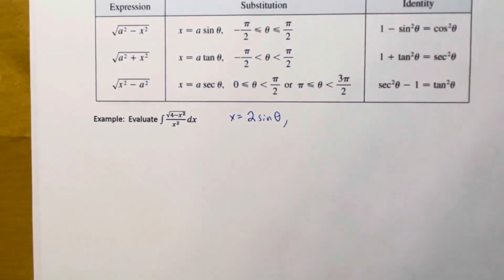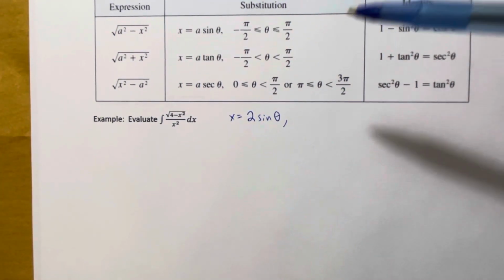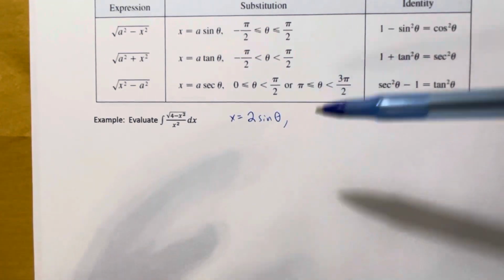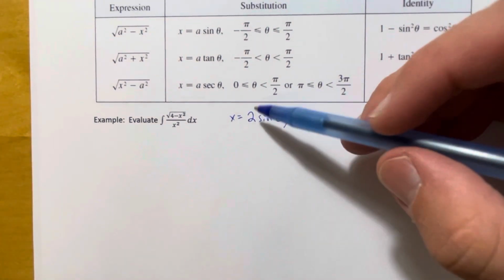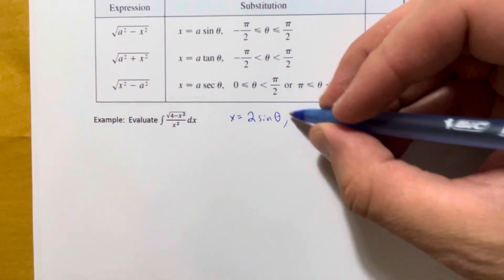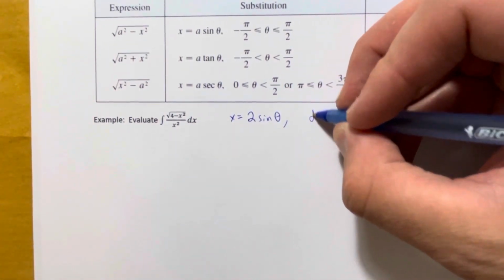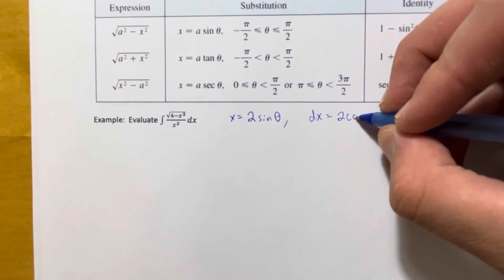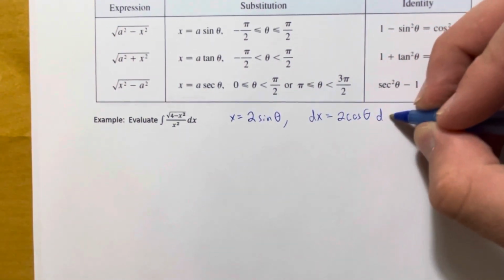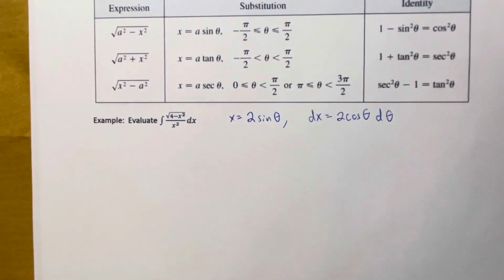Now, we know when we do substitutions in integrals, there's the variable, but then there's the differential that we have to deal with. So I need a dx to go with this. And again, that's really just taking derivatives. So I have dx equals whatever the derivative of this is, 2 cosine of theta, and then we include a d theta in there.